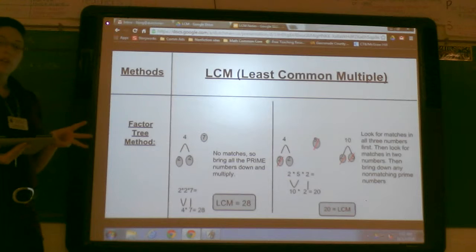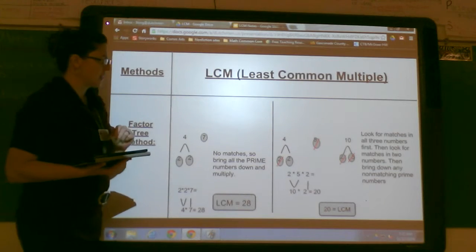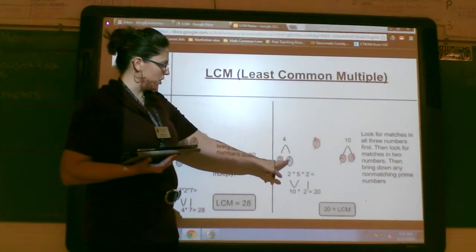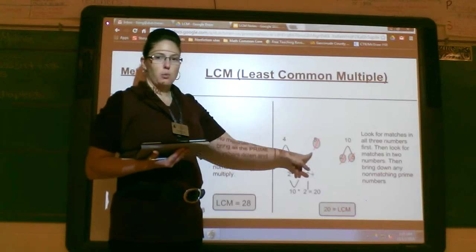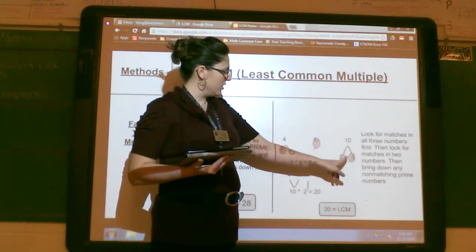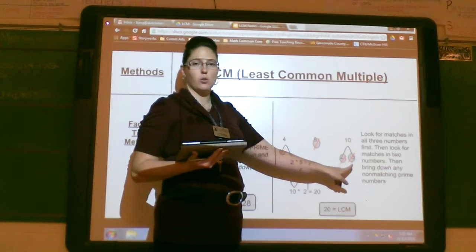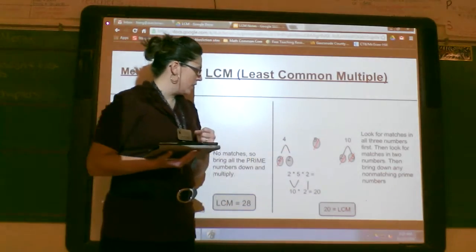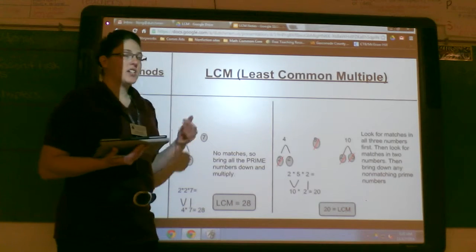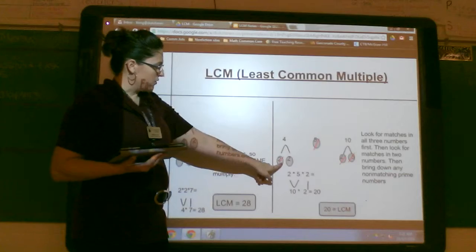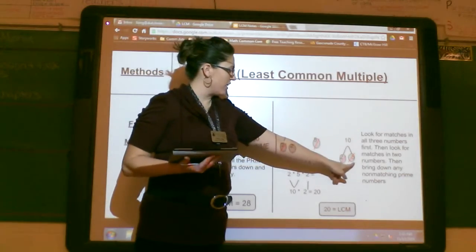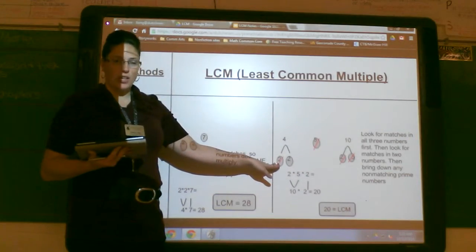Okay? If we were given 3 numbers, we do the same thing. Factor out our 4, so we get 2 and 2. They're both prime, we circle them. 5 is prime, so we circle it and stop. 10 factors out to 2 and 5. Those are also both prime, so we circle them. Then I look for matches in all 3 numbers. Okay? So I have 2's here, a 5, and a 2 and a 5 here. I have no matches in all 3.